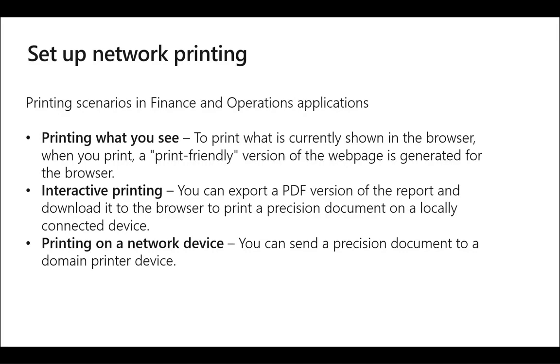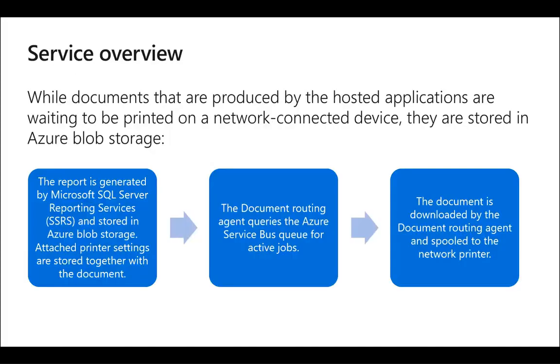Print on network device, where we can send a precision document to a domain printer device. The precision document is sent to a client application that runs on a server that is hosted in the customer's domain. This requires support from the client application and from services that are hosted in Microsoft Azure. Let's look at the services overview.